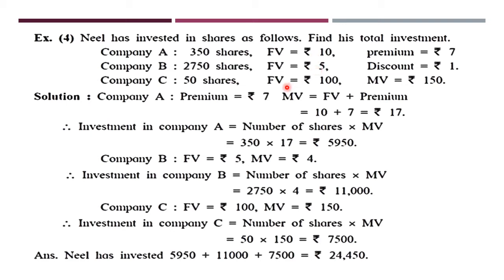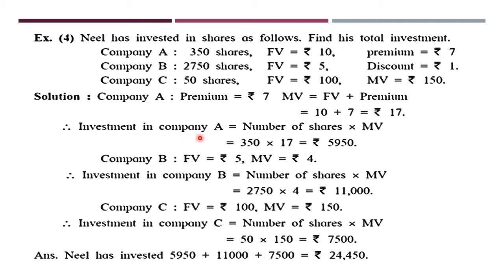Third case, company C, there are 50 shares in which Neil has invested, and face value of each share is ₹100 and market value is 150. So the market value is greater than face value, that means it is at a premium of ₹50. Okay. So for company A, premium is ₹7, market value will be face value plus premium, which is 10 plus 7 equals 17.